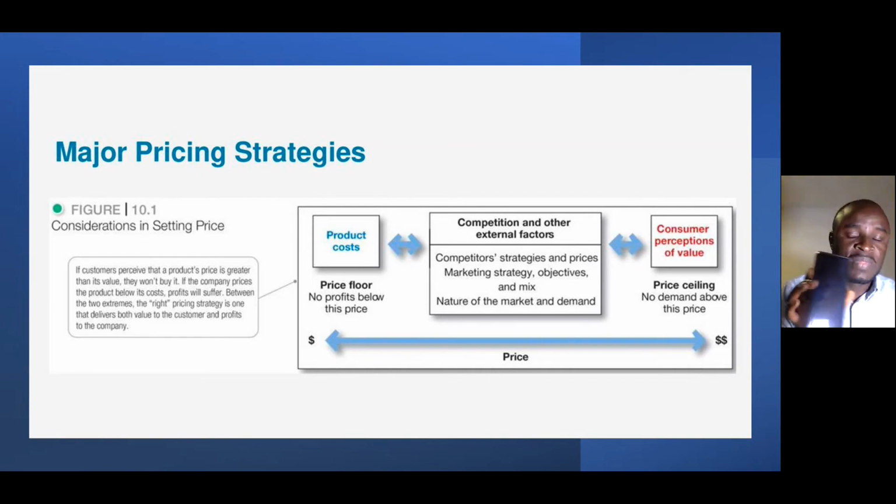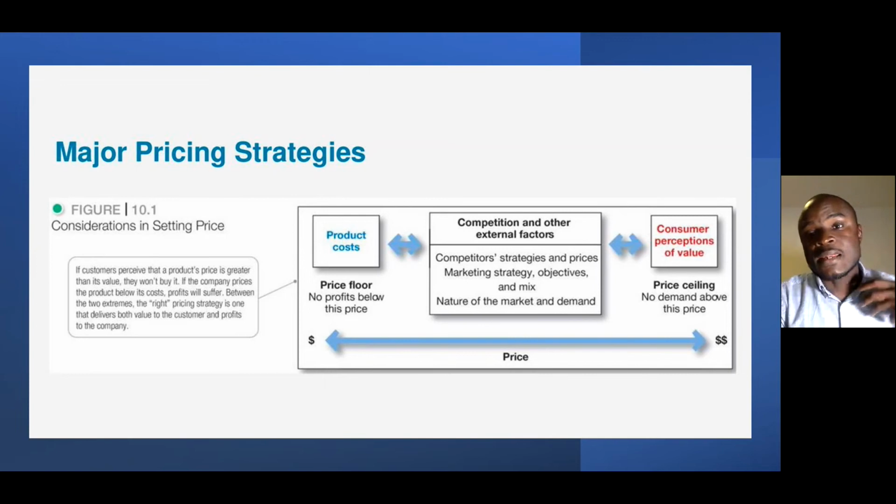I'm below the floor. So you have to make sure that you are going to sell it to go, I mean, from that 25,000 that you invested to produce toward probably 30,000, 40,000, and so on to go up, right? So you have competition and other external factors such as I was mentioning in the previous slide. It's the same thing that is being represented here, right here in the picture. And you have also consumers' perceptions of value.